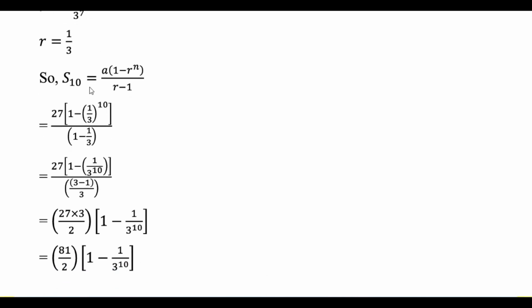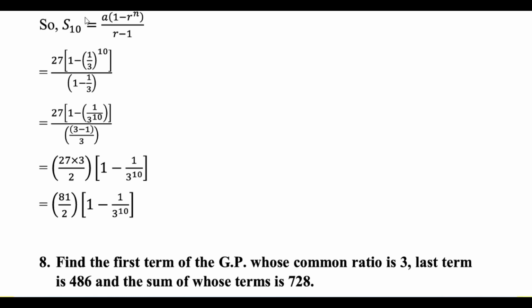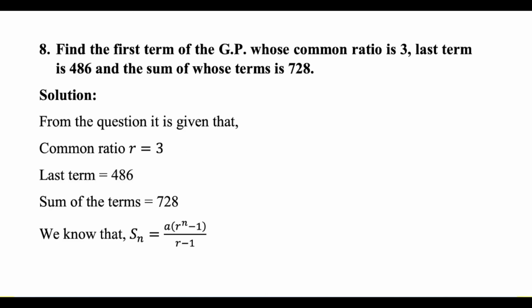Now write S10, that is the summation up to the 10th term: a into 1 minus r to the power n. So when r is less than 1, we will use this formula. After that, put the values of a and r. A little bit of calculation or simplification, and you will get the value. That is, the summation of the 10 terms, S10, is equal to 81 by 2 into 1 minus 1 divided by 3 to the power 10.